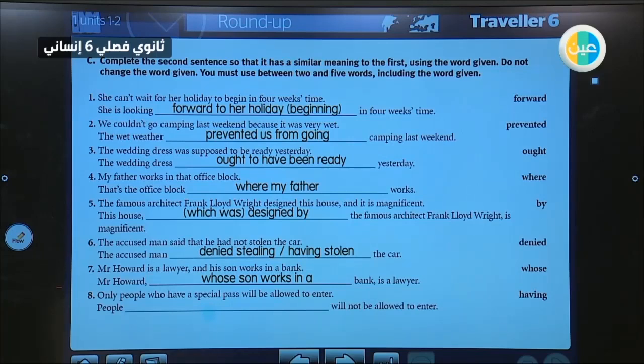The last one, number 8, only people who have a special pass will be allowed to enter. In this part, we have to use the word having. So, people will not be allowed to enter. The answer is people not having a special pass will not be allowed to enter.